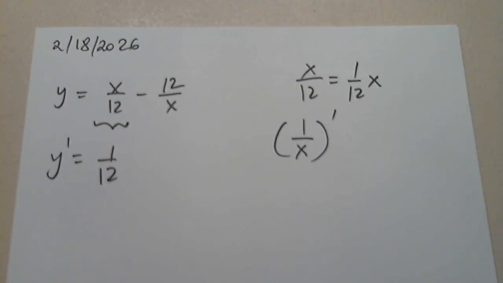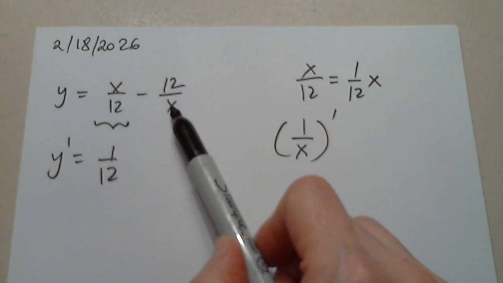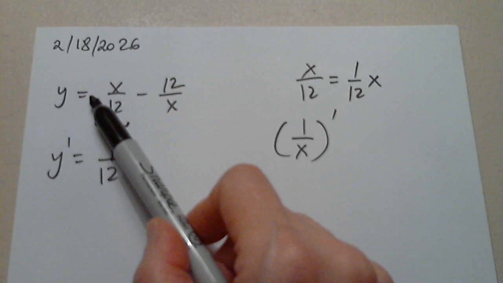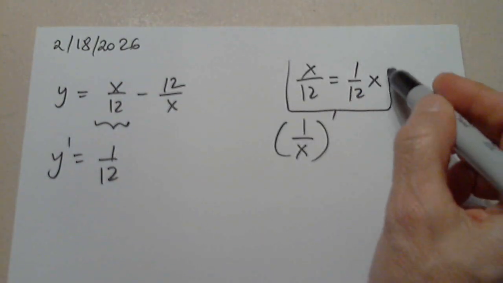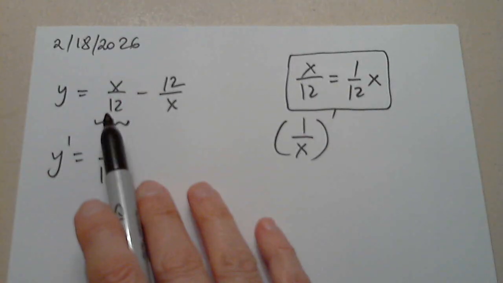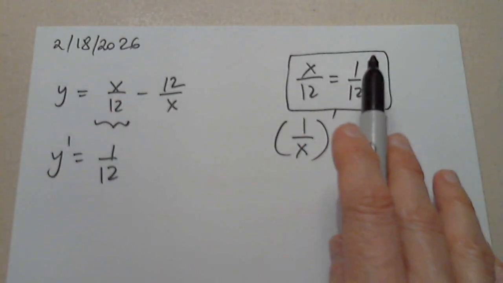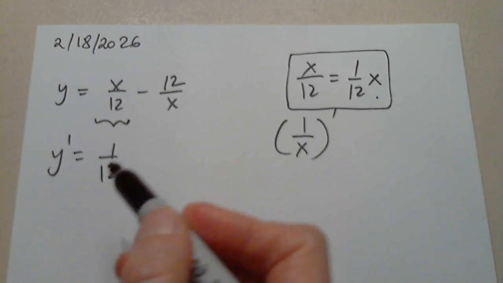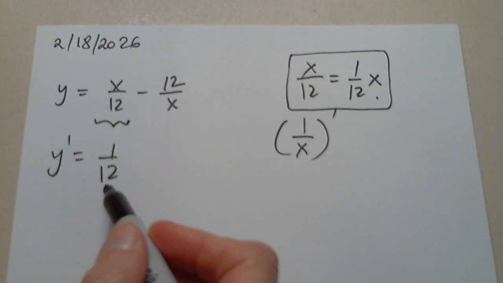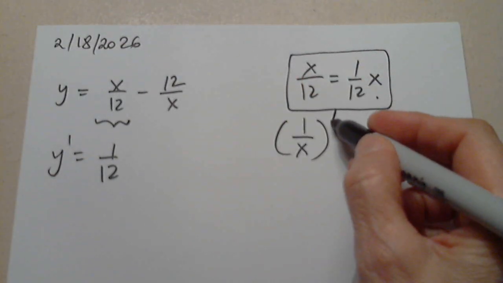Sorry. Okay, one more time. So y equals x over 12 minus 12 over x. When I differentiate this piece, this is basically this. Don't use the quotient rule on this. x over 12 is the same as 1 over 12 times x. So when I differentiate this, I get this. So that is done. We also talked about 1 over x prime.